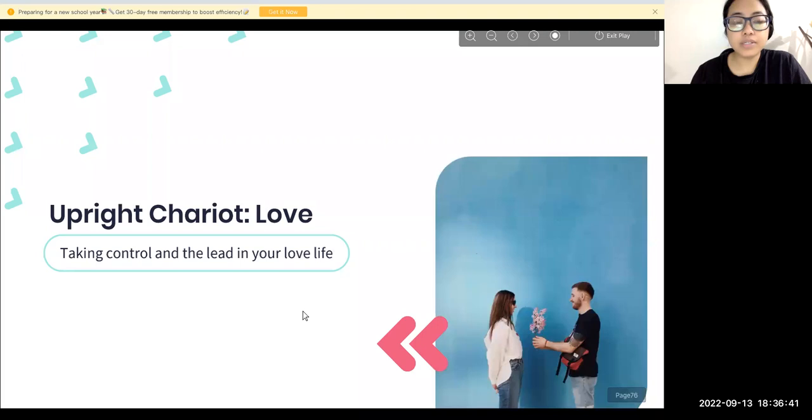Now if the chariot is coming in a love relationship, then it means take control and take the lead in your love life. That is what it means. Take control and take the lead. If you have feelings for someone, or if you really want to express your liking, or you like somebody, it's time for you to just go and express it to that person. Do not worry about the result, but go and express it to that person.